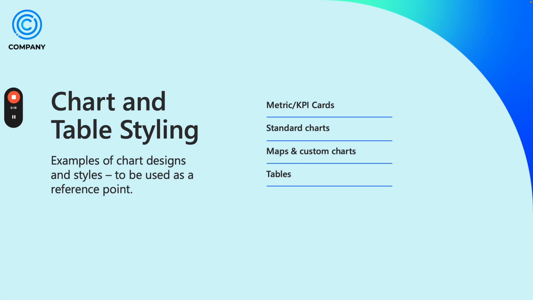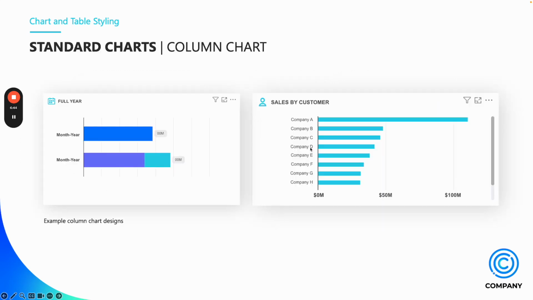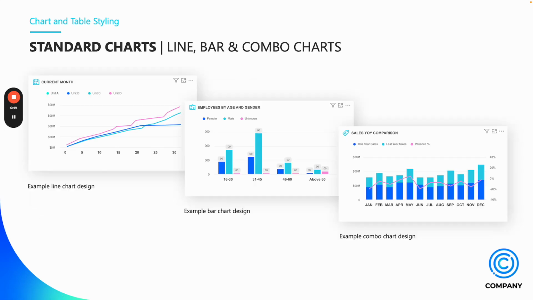Power BI allows a good amount of chart customization, so it's important to spend some time creating rules around the specific visualization types. You can show examples of how your KPI and metric boxes should be designed. If you're doing something different from what's out of the box here, then show examples of that and rules around this as well. And also how your other standard charts should be designed and styled, such as column charts, line charts, bar charts, and combo charts, and any other standard charts that you're using.